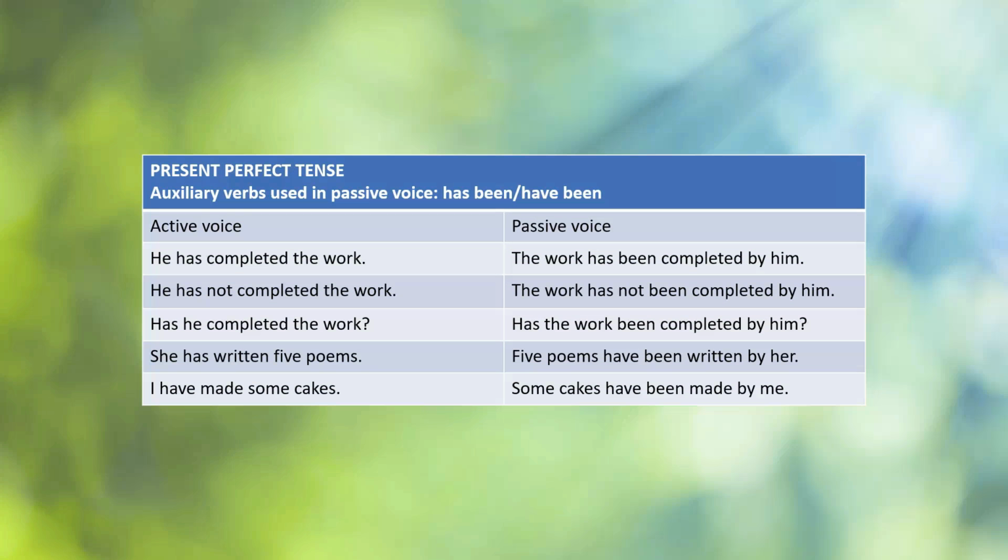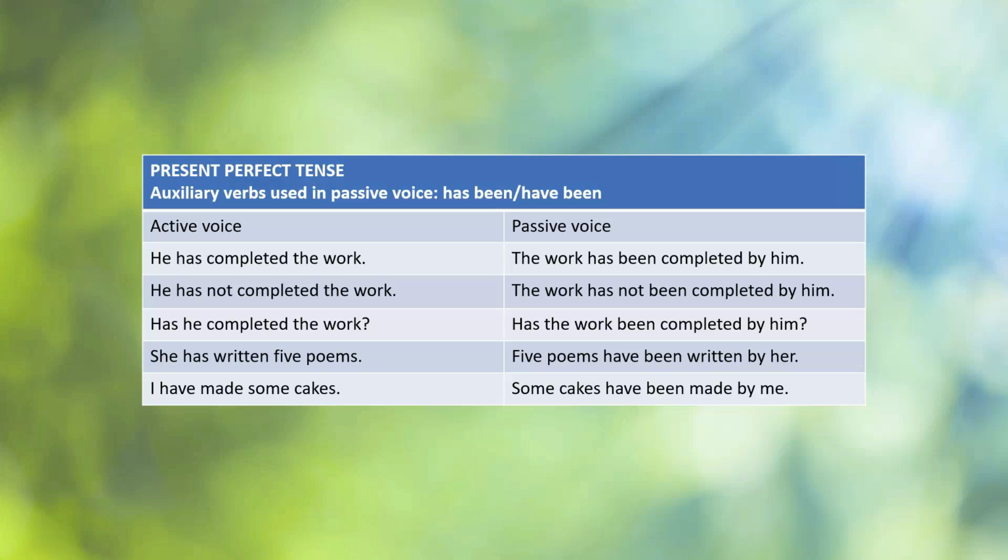Present perfect tense. The auxiliary verbs are has been and have been. Have and has are there in active voice already, and we will put only the extra word, that is been, in passive voice. Now let's see one by one. He has completed the work. As I told you in my last lecture, we will put has when the subject is singular or he, she, it. And we will put have when the subject is I, we, you, they, and any plural word. So here he, then we will put has. He has completed the work.